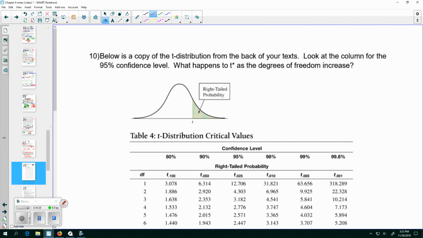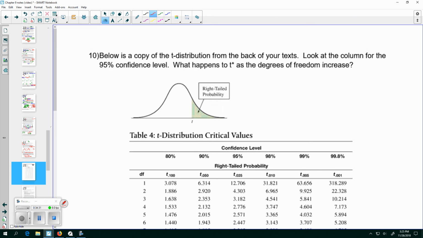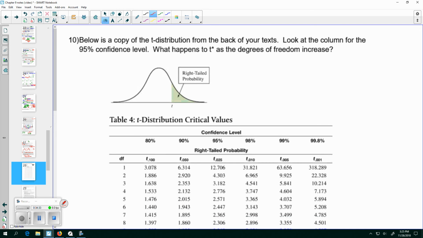All right, so on the next page, you have a copy of the T distribution table from the back of your text. We're going to look at the column for the 95% confidence level and see what happens to our critical value, T star, as the degrees of freedom increase. Notice that up here we've got confidence levels in our headings. So we can do 80%, 90%, 95, 98, 99, and 99.8. We're not going to get other confidence levels other than those for the purposes of this table. We're going to focus on this column for now.